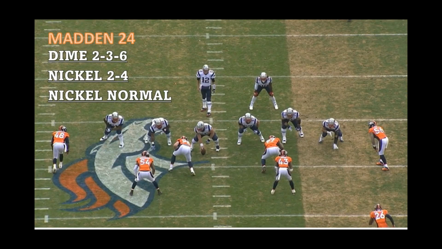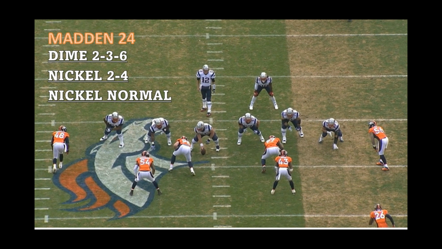Okay, so the next one here, again, this is a good example. What you're looking at right now is a dime 2-3-6 defense in Madden out of the 3-4 systems. But if you look at the orientation of this, it's no different if you call nickel 2-4 or nickel normal. So we're going to learn pretty much one of the meat and potatoes of the defenses that you're going to be playing a lot of the time. But again, it's based out of the over system.